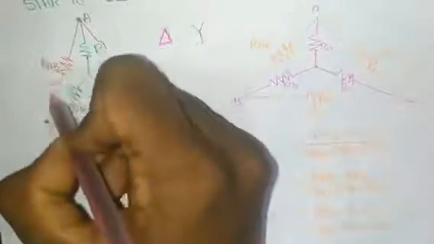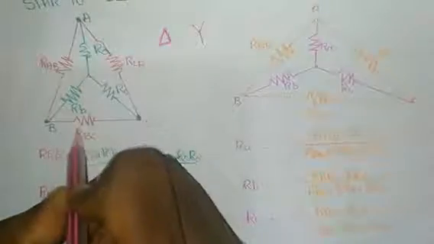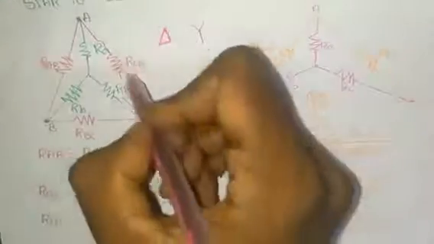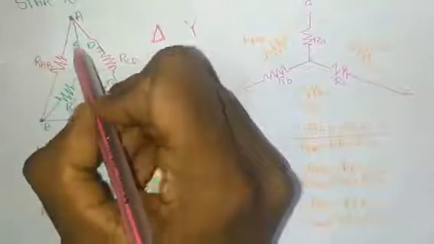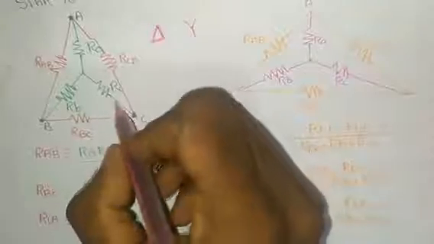So I give name as RAB because this resistor is connected between the points A and B. Now this resistor is RBC because it is connected between B and C. This is RCA because it is connected between C and A. Similarly, in star network, this resistance name is RA because it is connected to the point A. It is RB because it is connected to B, and this resistor is RC.